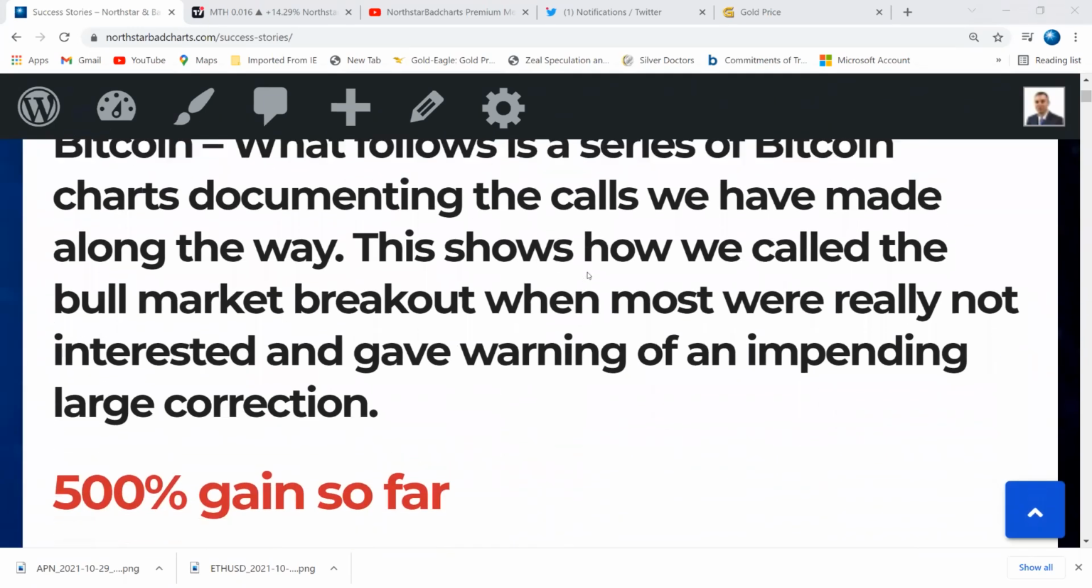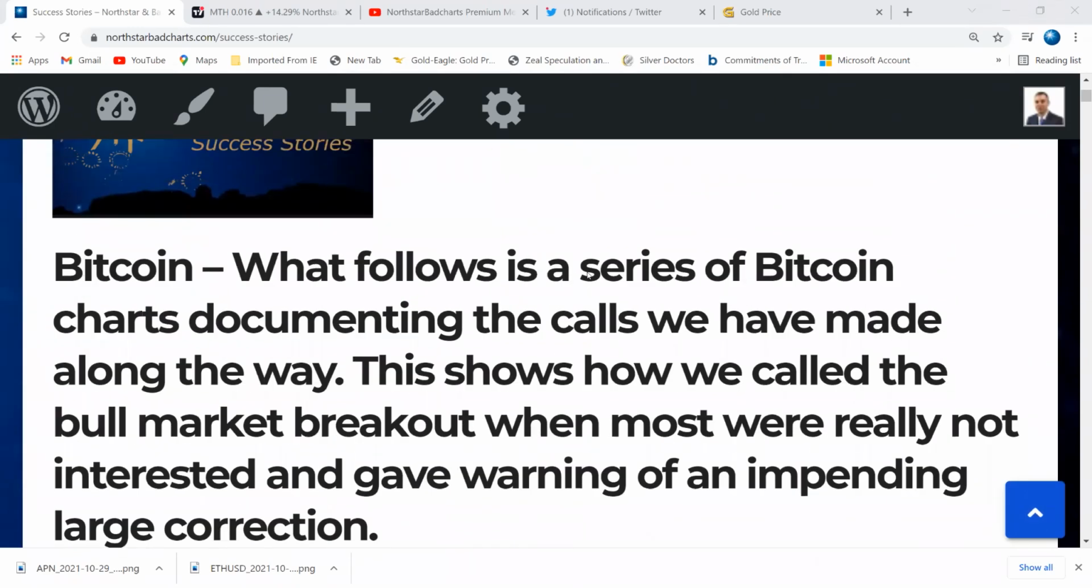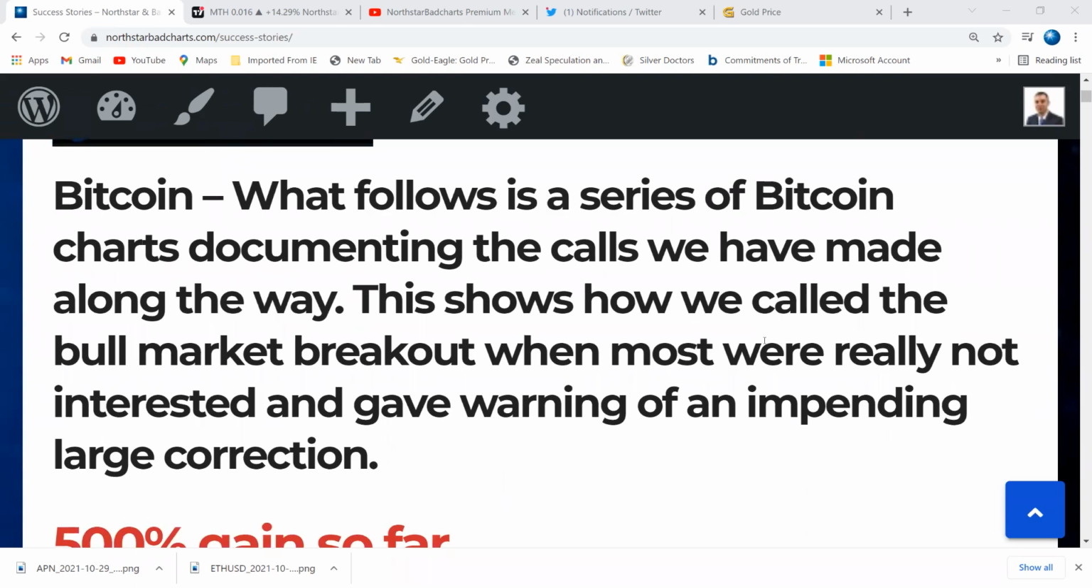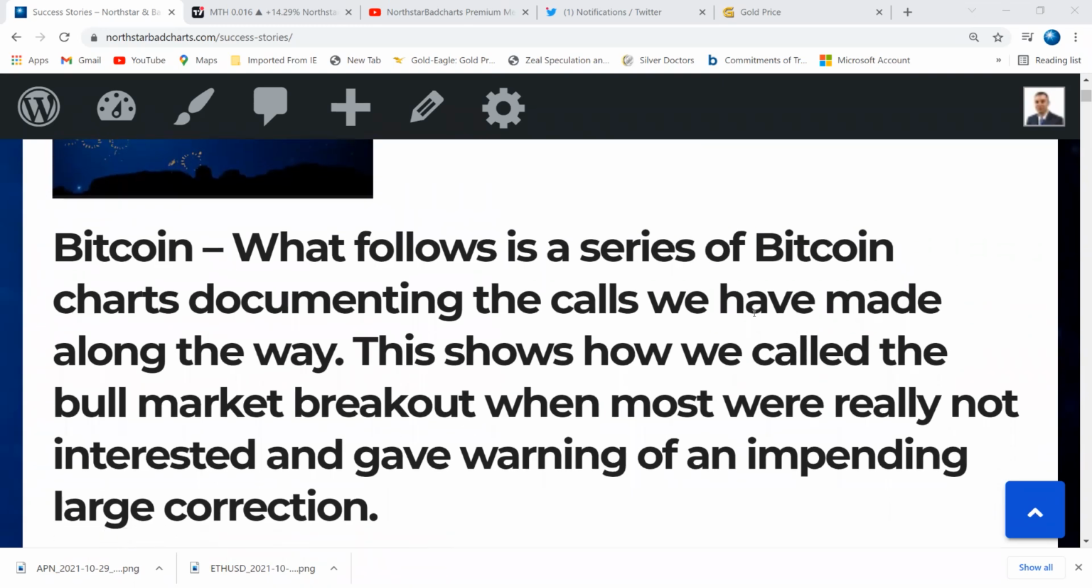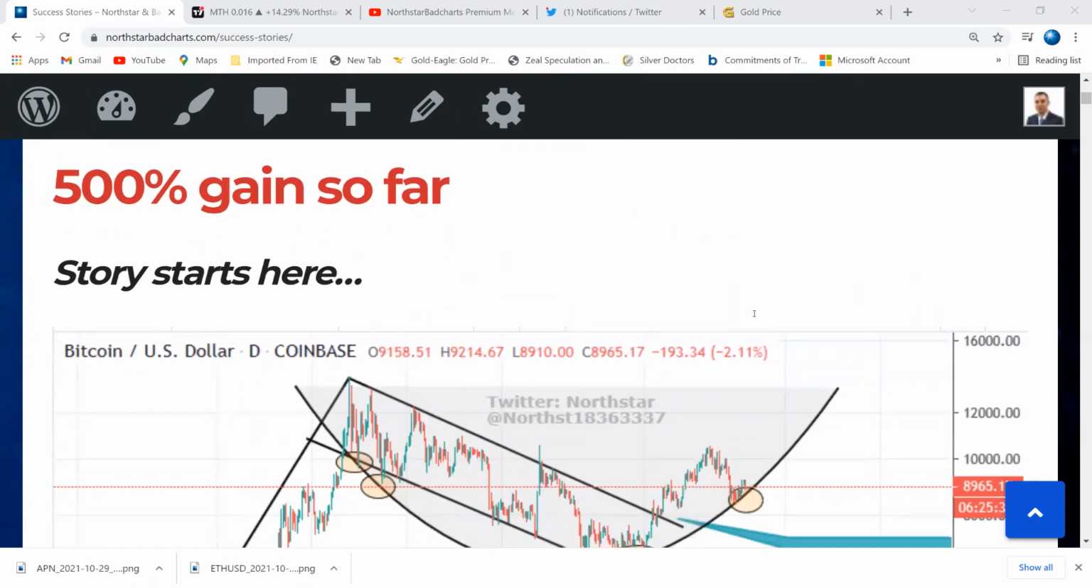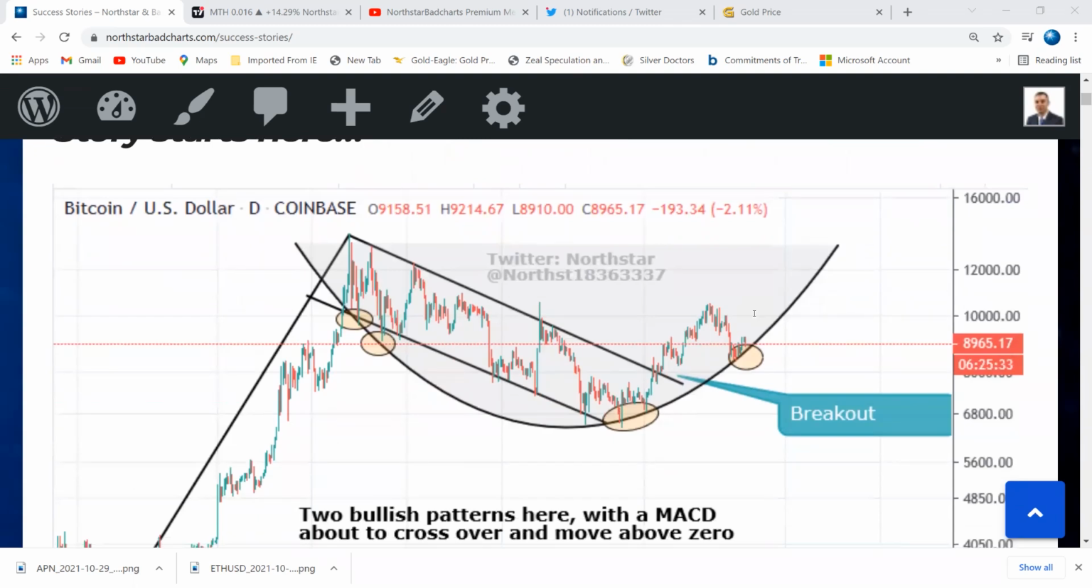With Bitcoin, we've got here a series of Bitcoin charts documenting the calls that we made along the way in real time, by way of evidence of what we were saying at the time. So it shows how we called the bull market breakout when most people really weren't interested, and in fact giving warnings of impending large corrections at the time. We've seen gains of hundreds of percent with Bitcoin, and this was one of my early calls for the Bitcoin bull market breakout.